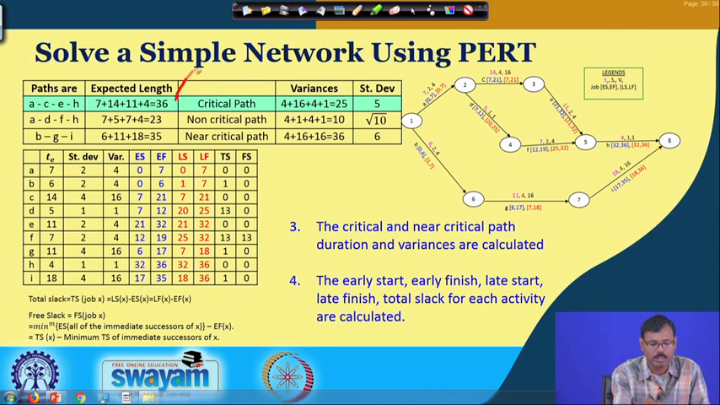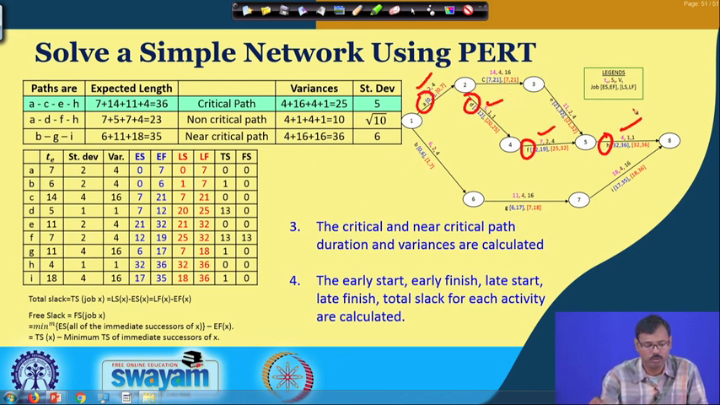the expected or mean time of the jobs associated with that path, and finally, it is coming 7 plus 14 plus 11 plus 4. So, that is 36. So, the expected path length of this is 36. Similarly, we have determined for path 2, that is A, D, F and H, and the path durations are 7, 5, 7, 4. So, it is coming 23 for this path.